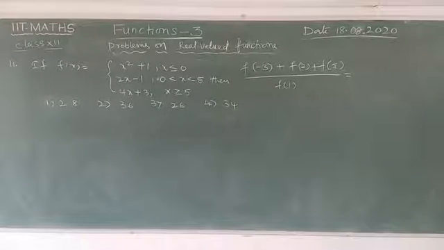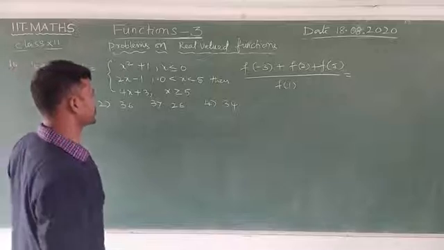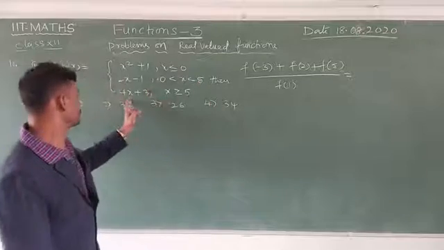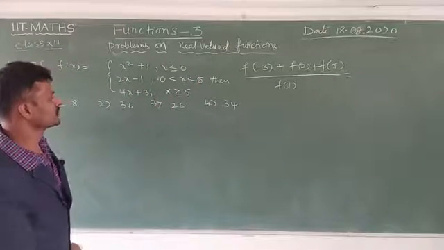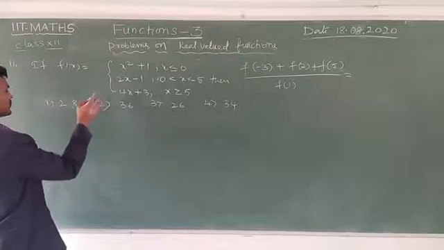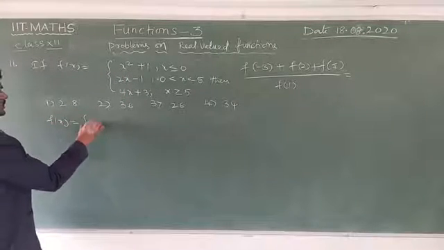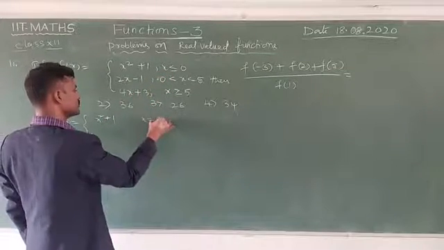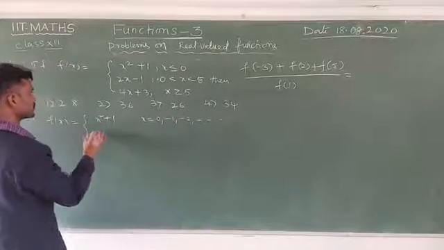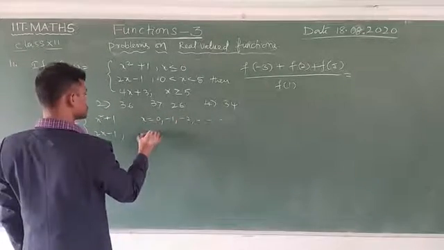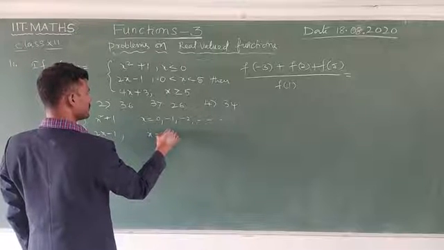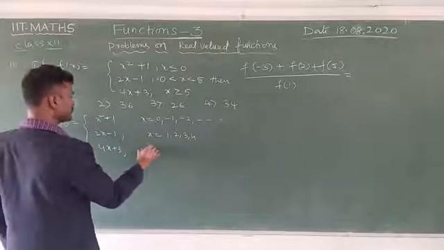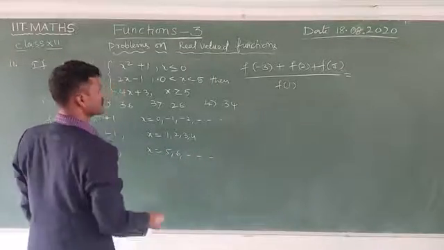Next problem, 11th one. If f of x is equal to x square plus 1 for x less than or equal to 0, 2x minus 1 for 0 less than x less than 5, and 4x plus 3 for x greater than or equal to 5. Now once again you can write f of x. x square plus 1 means x is less than or equal to 0, so x is 0, minus 1, minus 2 and so on. Next one is 2x minus 1, where x you have to take 1, 2, 3, 4 only. Next one is 4x plus 3, where x is 5, 6, 7 and so on.